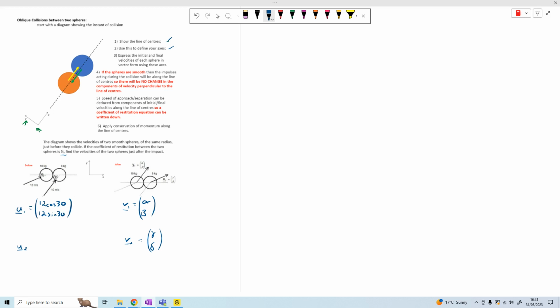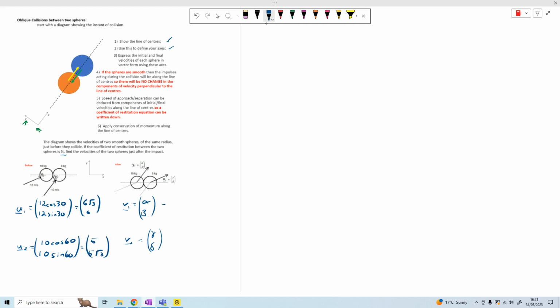And then very simple for this one, for U2, I'm going to have 10 cos 60, and I'm going to have 10 sine 60. Okay, now in this scenario, I'm going to just type these in my calculator and see what they come out as, because I know they're going to give me quite nice ones. The first one is 6 root 3 and 6. And the next one is 5 and 5 root 3.